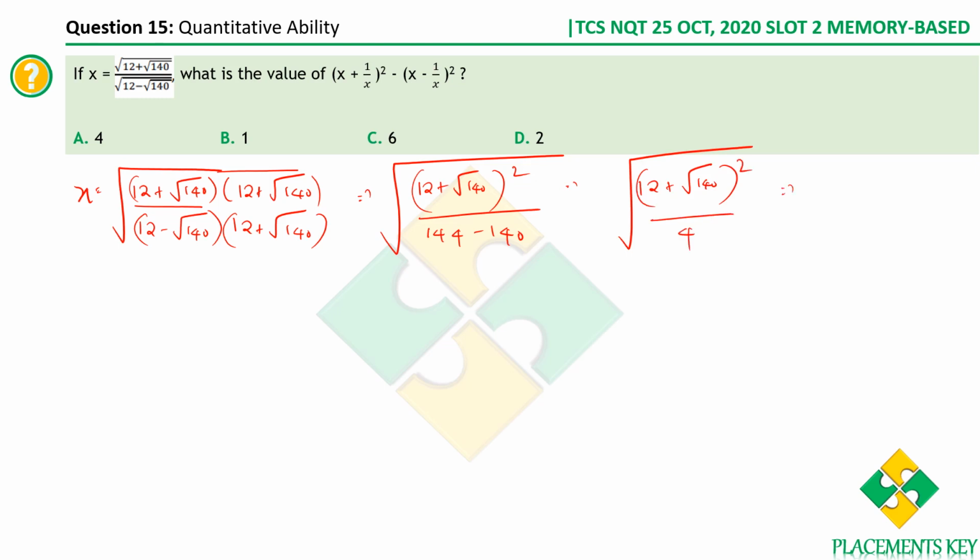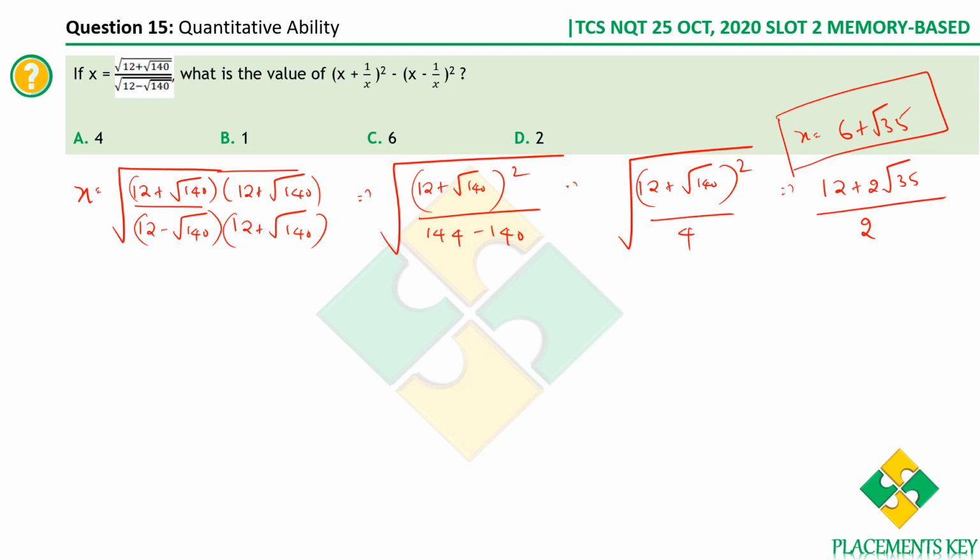So we can cancel out the square and square root, right? You get 12 plus root 140, which can be written as 4 into 35, so it is 2 root 35, divided by 2 because the square root of 4 is 2, and the square root gets cancelled for the numerator. So what is the value that we get? We get 6 plus root 35. So this is the value of x. x is 6 plus root 35.